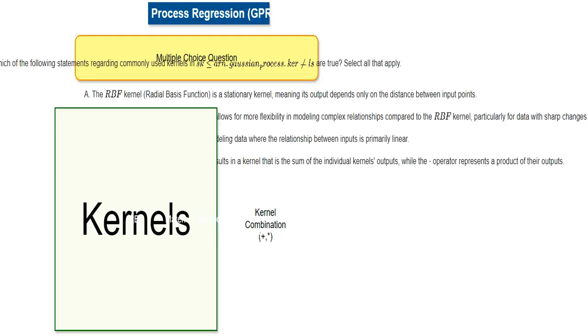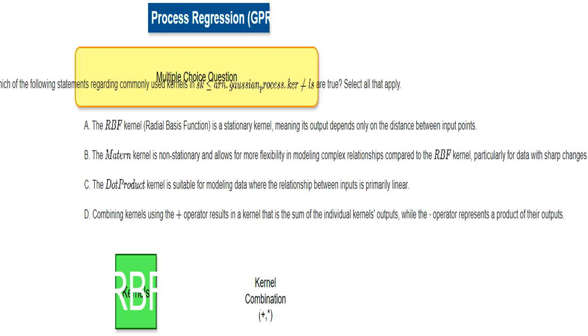The Matern kernel is another important one, offering a parameter to adjust its smoothness. This flexibility makes it useful for a wider range of data patterns than the RBF kernel. The dot product kernel is specifically designed for data where the relationship between points is primarily linear. It's perfect when you have a straight line kind of relationship. It can even combine kernels. The plus operator adds their outputs while asterisk multiplies them. This allows me to create more sophisticated kernel functions to model complex data relationships.